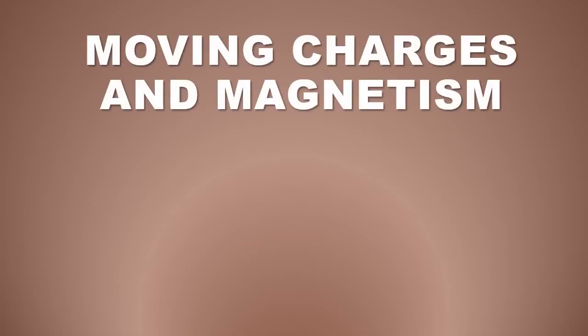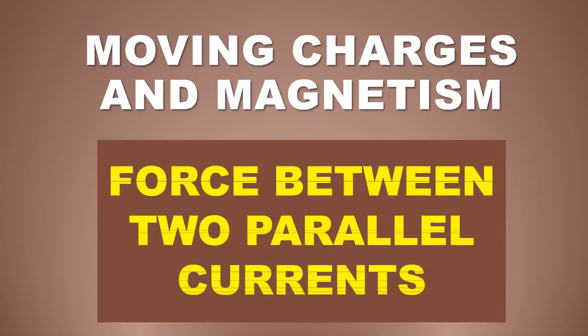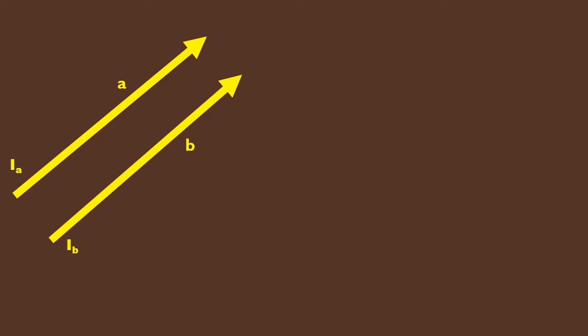Moving charges and magnetism, force between two parallel currents. So here we take two conductors A and B, and these conductors have been placed parallel to each other. The directions of currents IA and IB respectively are also parallel to each other in the two conductors, and the separation between them be small d.